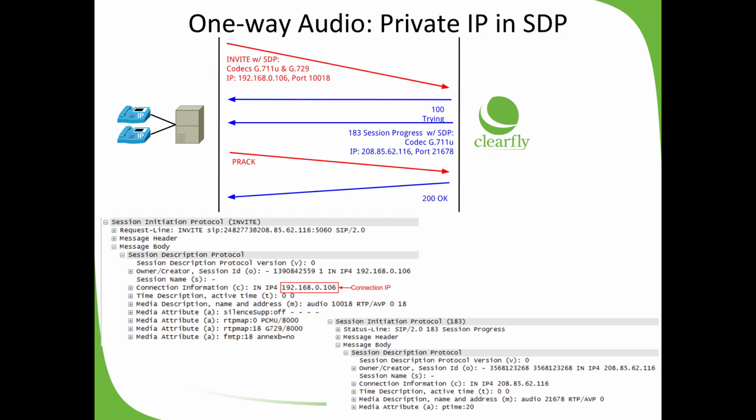On the same call, Clearfly sent 208.85.62.116 and 21678 in our SDP. When the phone system sends audio to this port and IP combination, the person on the PSTN or Clearfly end of the line will hear audio. Thus, we now have a one-way audio situation.